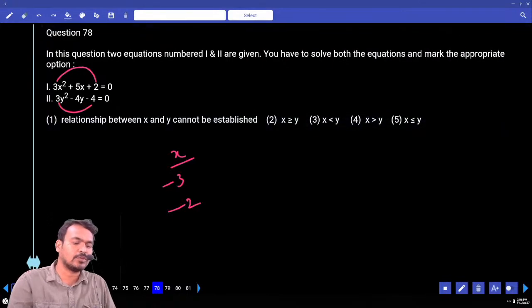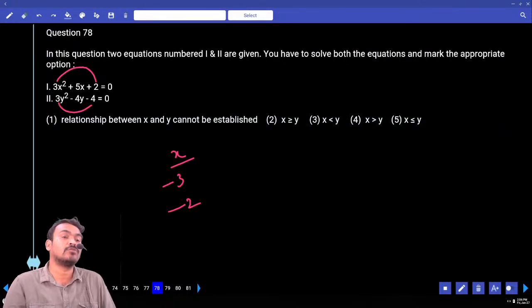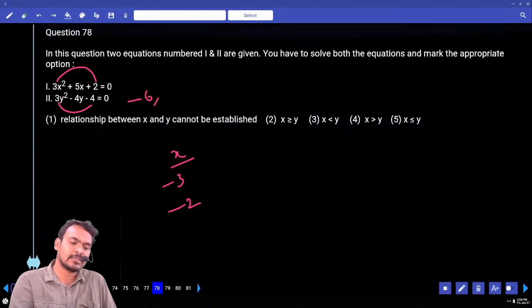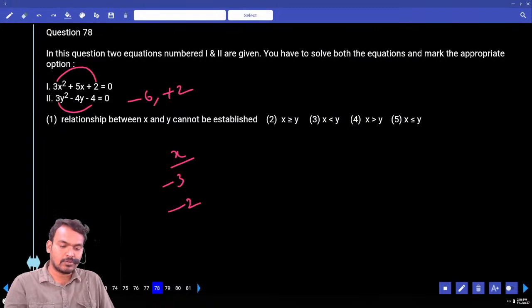Second one: 3 4s are how much? 12. Product will be −12. Sum will be −4. Then the initial roots are −6 and +2, right? What are the final roots? +6 and −2, right?